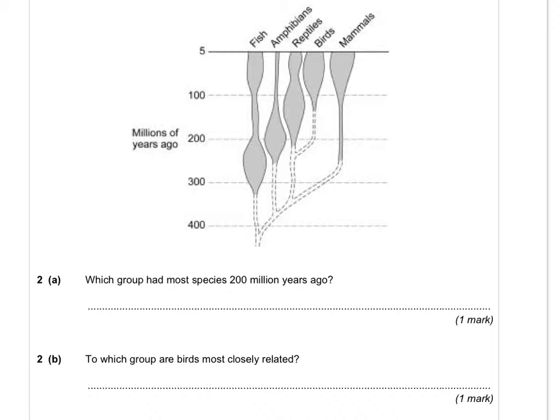Which group had the most species 200 million years ago? If we look along 200 million years, you're looking for the branch which has got the widest point on it. And as you can see, it's this one here, which is the amphibians. So our answer for that first one is amphibians.